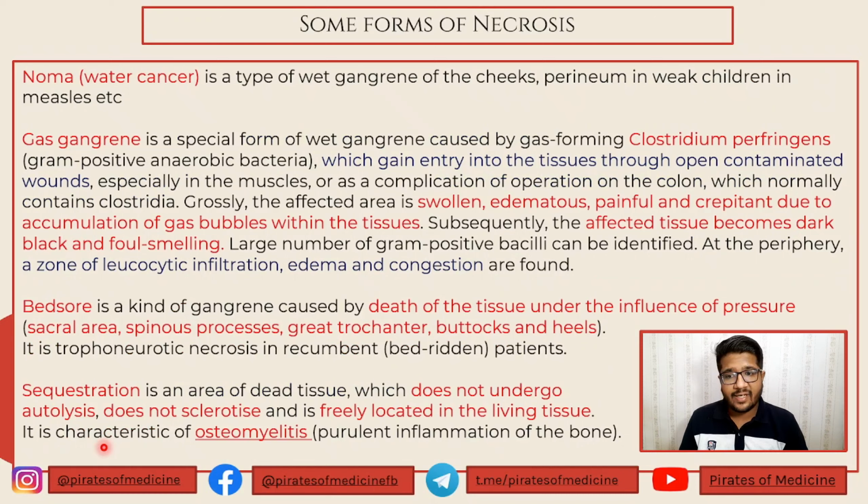Another kind of wet gangrene is noma, which is characteristic in children with measles. This is the wet gangrene of the cheeks and perineum in weak children with measles.